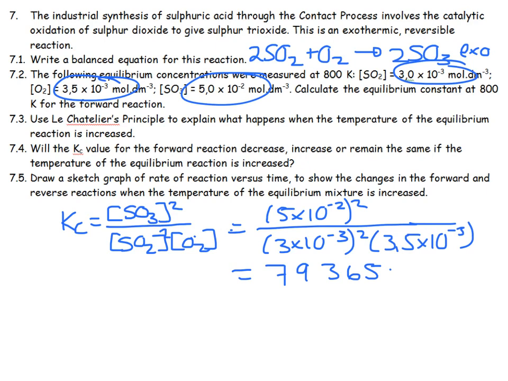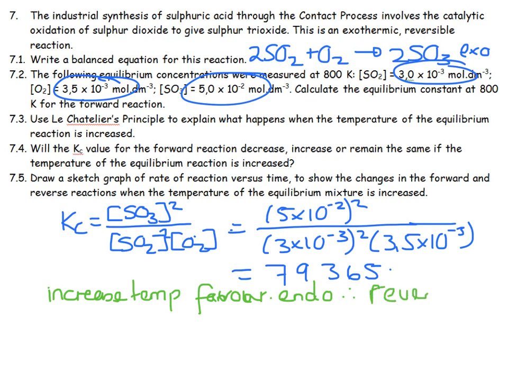If I increase temperature, I always favor the endothermic reaction. Favor the endothermic, and in this case I am therefore favoring the reverse reaction. If I favor the reverse reaction, I decrease the Kc value.